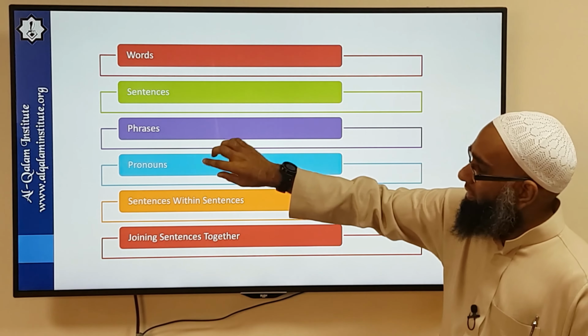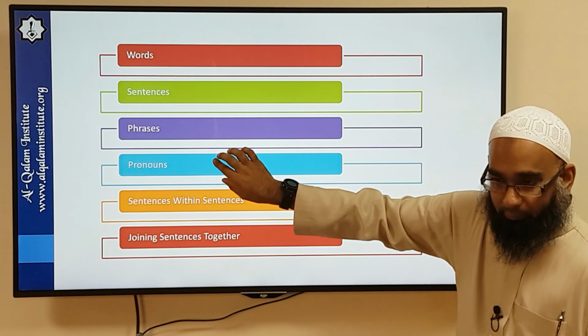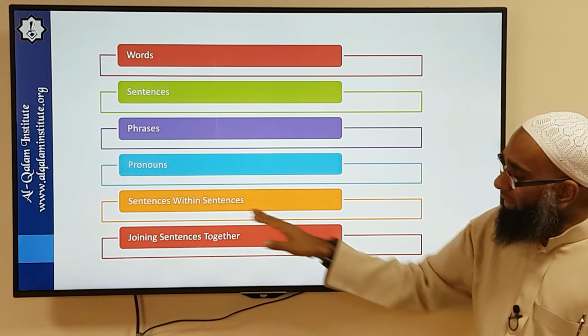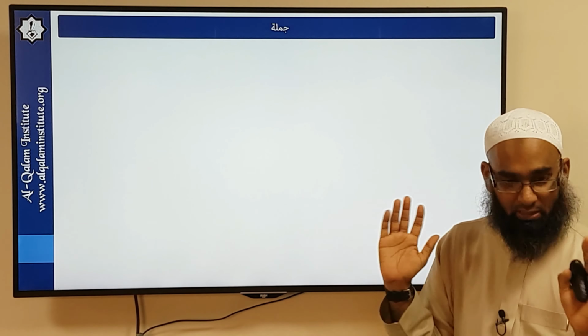Instead of being a phrase, the slot can also be a pronoun. And then within those slots, what can you have? Sentences. And once you have one sentence, you join it to another sentence. And also remember this table we've done.